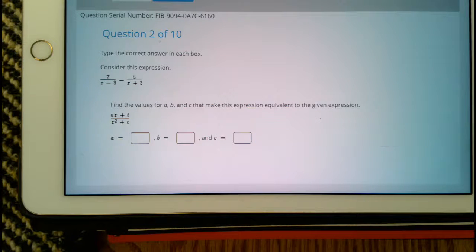Consider this expression, 7 divided by x minus 3 minus 5 divided by x plus 3. Find the values for a, b, and c that make this expression equivalent to the given expression. So ultimately what we're doing on this particular problem is we're subtracting these two, and then we're writing in the coefficients or the constant value for a, for b, and for c.